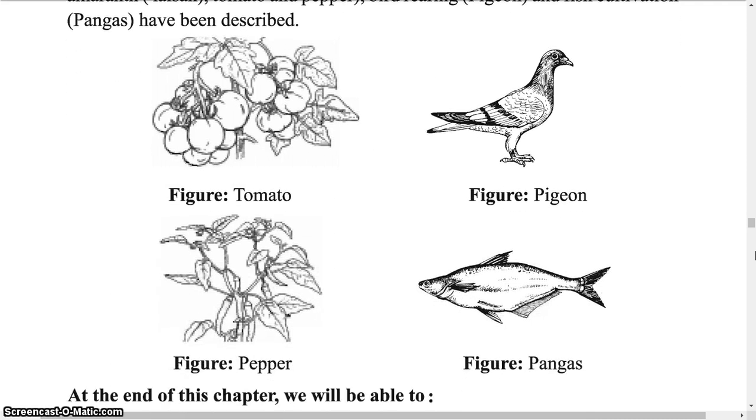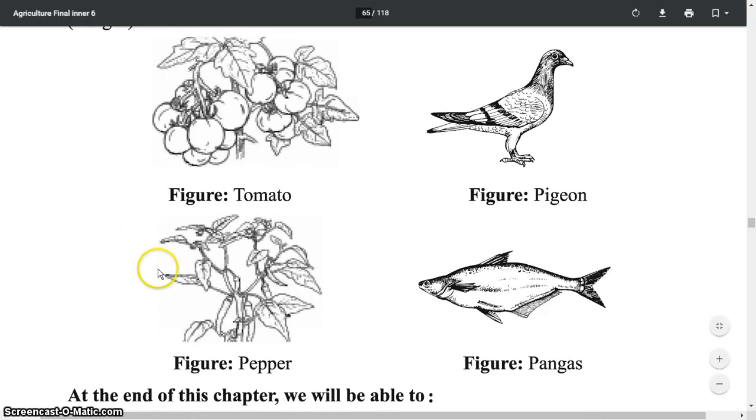There are some pictures. The first picture is about a tomato. It is also an agricultural product. The second picture is a pigeon. Pigeon is also an agricultural product. This is pepper. The Bangla meaning of pepper is morich. And the last one is pangas.